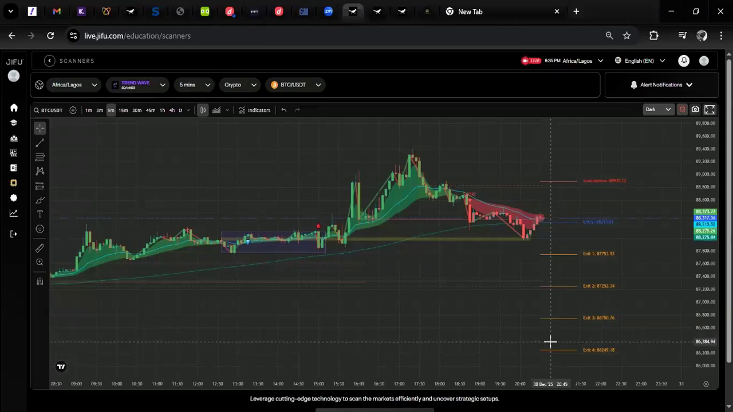If you're entering correctly and you're not exiting correctly, you might end up losing your money. And if you're exiting correctly but you didn't enter correctly, you will still end up losing money. So these two things are as important, even more important than just buying and selling. And that's where Trendwave comes in. It gives me an entry point and an exit point.